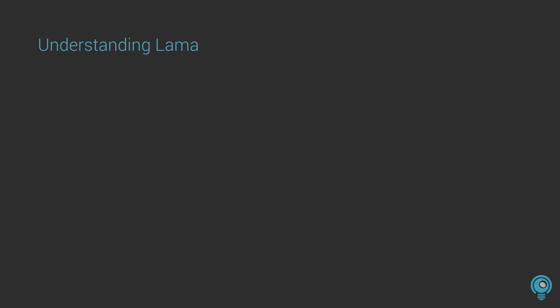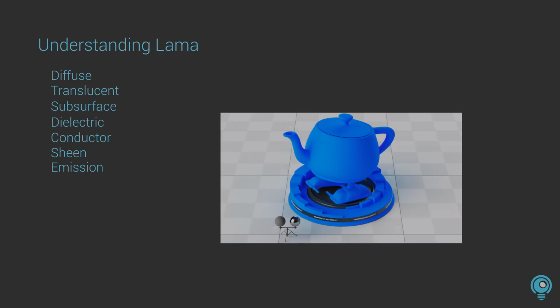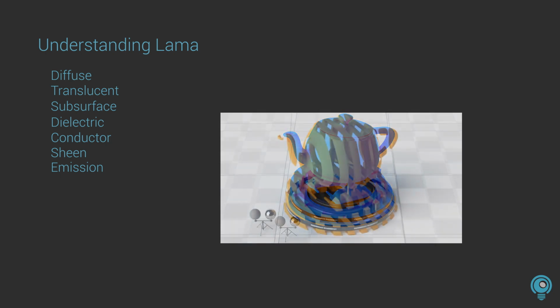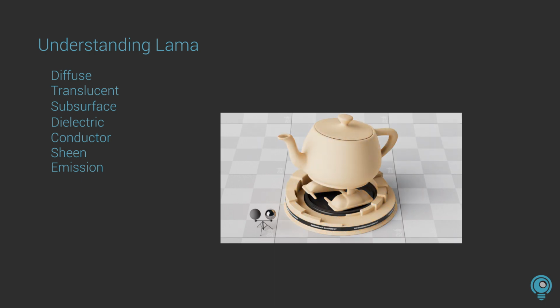Now there are 7 main nodes which I find myself using quite commonly, which are the diffuse, translucent, SSS, dielectric, conductor, sheen, and emission. Diffuse is used for base color, so this will influence the major color of the shader. We then have translucent, which we'll use for paper and leaves. It basically fakes a subsurface scattering effect. We have SSS, which we can use for actual subsurface scattering, which can be used for your base color. And it's usually used for organic materials such as skin and wax.